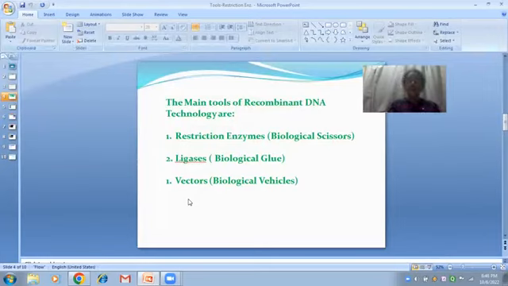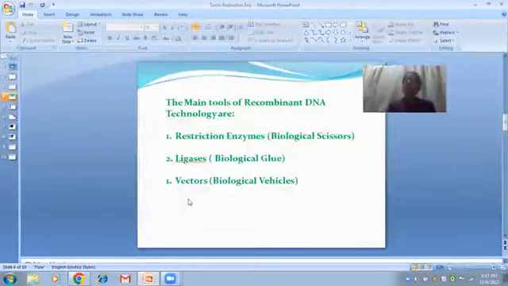And another thing, after cutting, you have to transfer it by using some special type of vehicles. Transfer means to put it from here to there; for that we need some spoon-like structure. Here the vector is the biological vehicle. It has a capacity to transfer these specific genes from one organism to another organism.